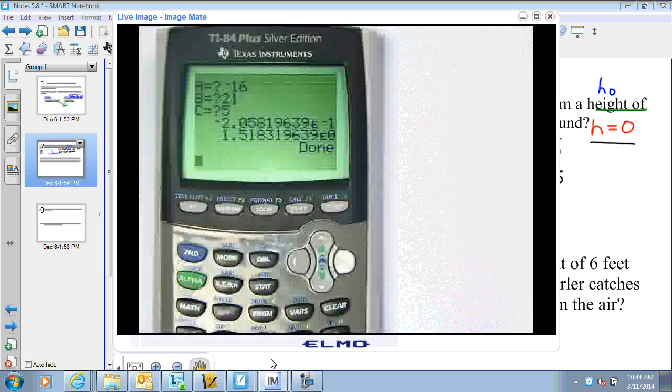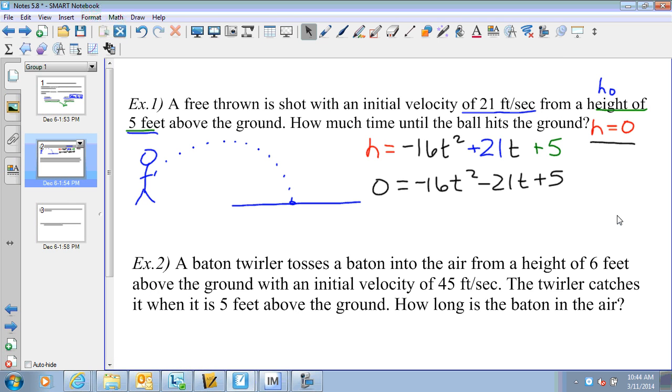So what we need to do is go back to our problem. How much time until the ball hits the ground? We know it was 1.5. You need to get a label with it. And we're going to get our label from our velocity. It's traveling in feet per second, so it's going to be 1.5 seconds. Most things travel in seconds when we talk about velocity, but you do want to check that time. All right? Are we good to go?